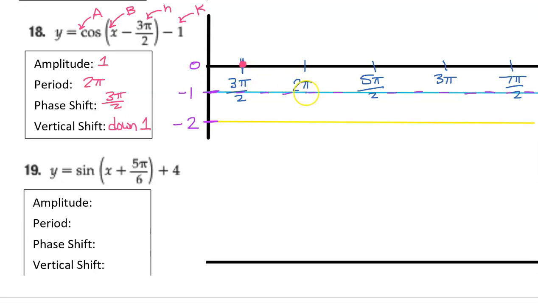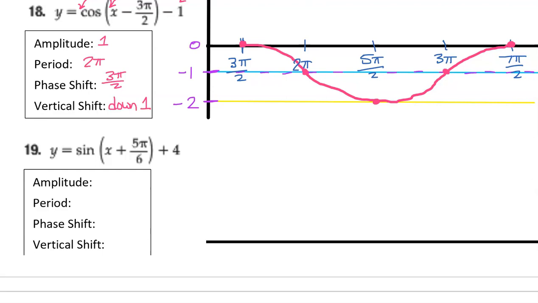And then a quarter period later, it falls to the midline. Then it falls to its lowest value, then it returns to the midline and ends at its highest value. So this cosine function should look something like this. All right, something like that.